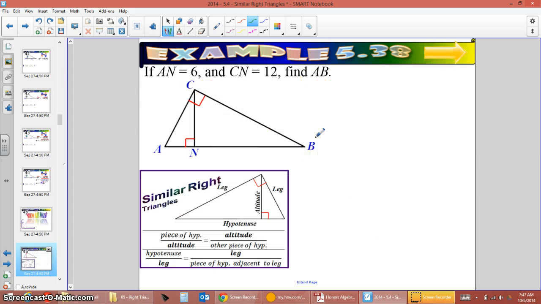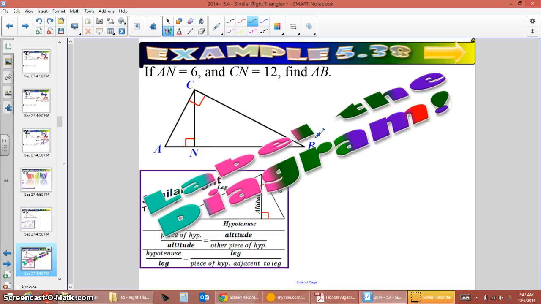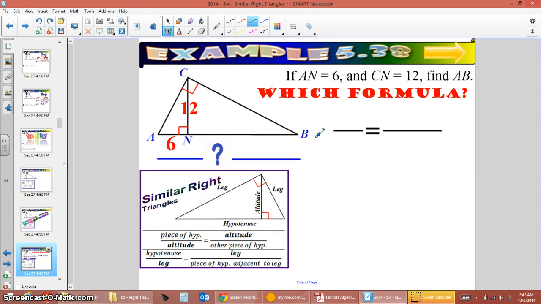Now I look at the next question. Okay, here we go. AN equals 6, CN equals 12. I mark my diagram. Okay, label the diagram. Here we go. I've got AN is 6, CN is 12. Find AB. Find the whole hypotenuse. Now, remember, I don't care about hypotenuses. I care about which leg or altitude do I have. I have the altitude. That means I have to use this equation.